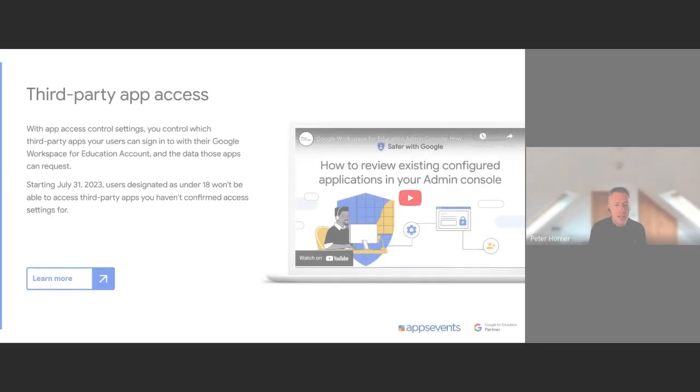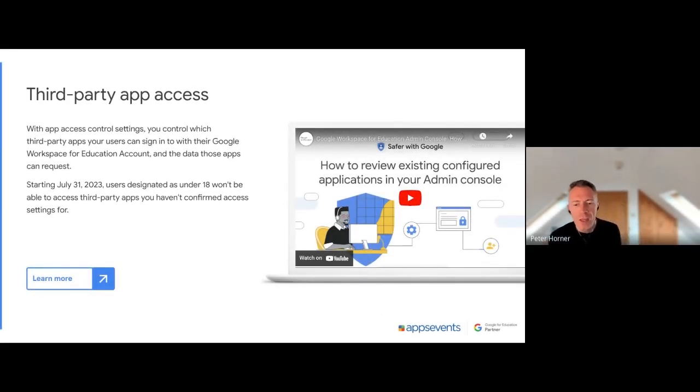Okay, so this is a really hot topic right now. You may have noticed an update from Google about third-party API access being restricted for under 18s from the 31st of July. We posted an update about this in the apps events technical community as well. So there's a link in there too to go and read, but I've got a link here and a video with more information.